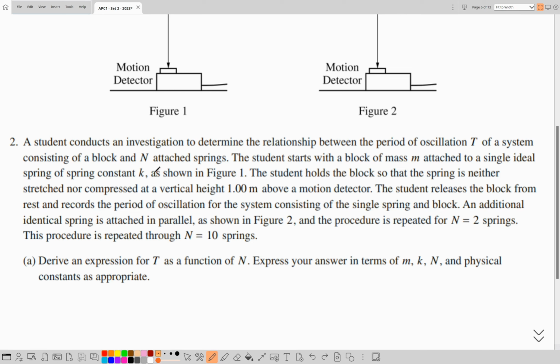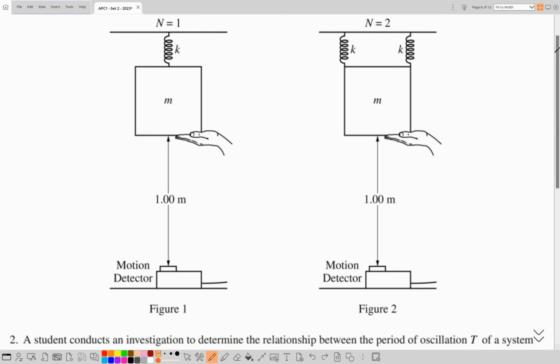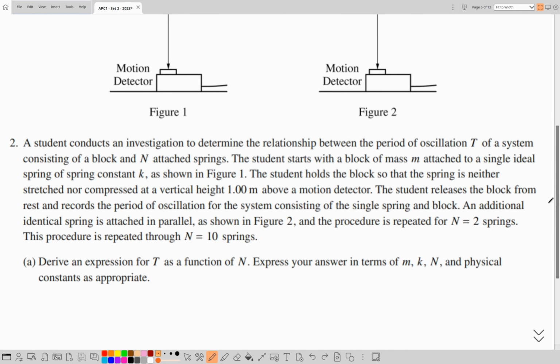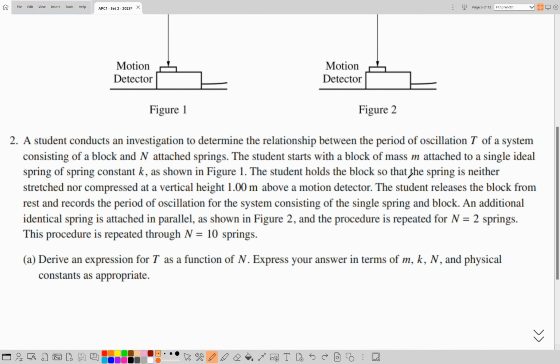Now the student starts with the ideal spring of spring constant k as shown in figure 1. This is figure 1. Okay, that's the motion detector. The student holds the block so that the spring is neither stretched nor compressed, which means it is at equilibrium. At a vertical height 1 meter above a motion detector, the student releases the block from rest and records the period of oscillation for the system consisting of the single spring and block.